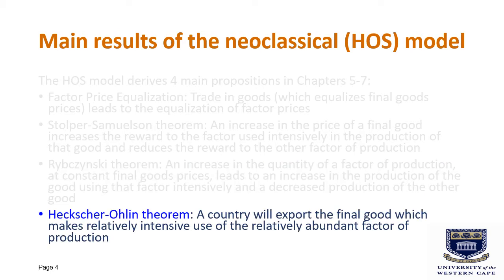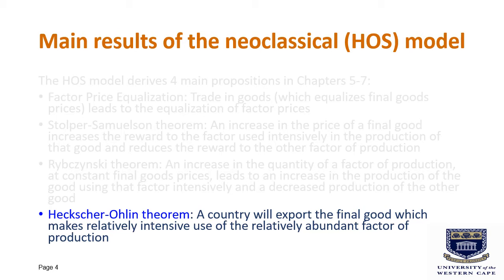And then lastly, the main part, our theorem that we need to get to, the Heckscher-Ohlin theorem, has got to do with labor intensities or the quantity of labor inside a country. So this basically says that you will export the good that makes relative use, or intensive use, of the relatively abundant factor of production.